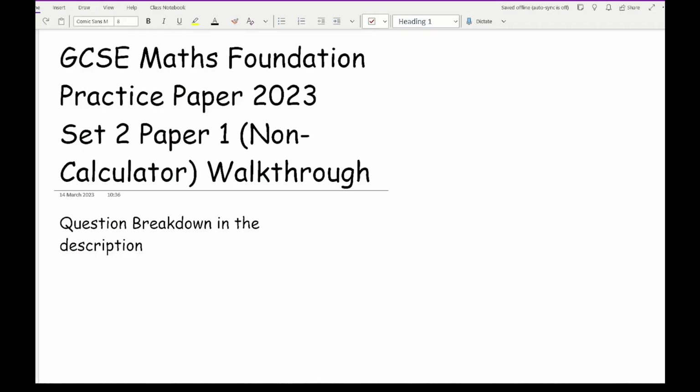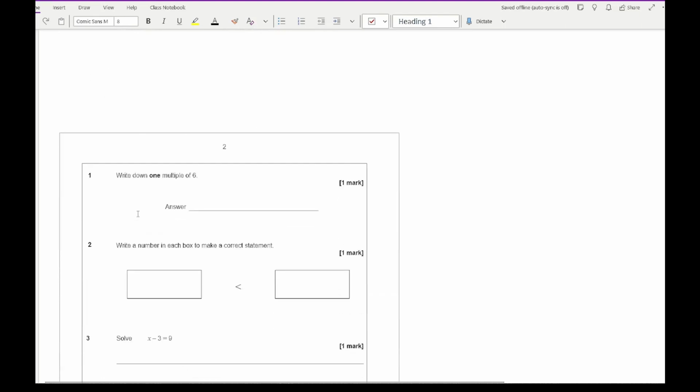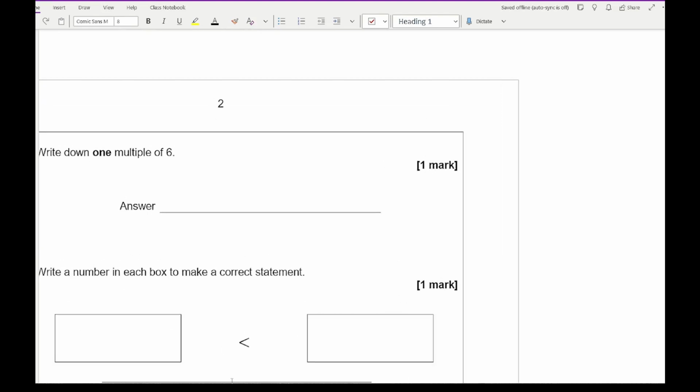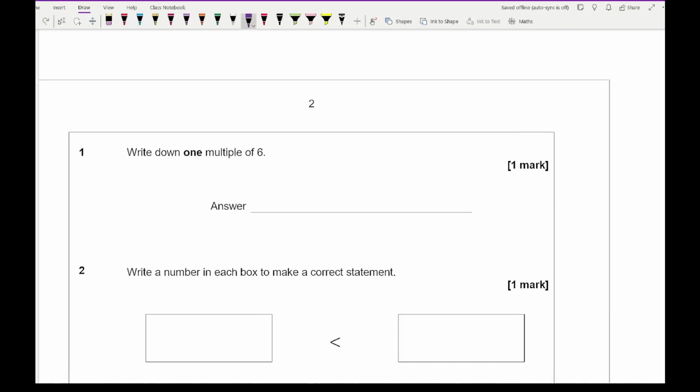So let's get started on this GCSE Maths Foundation practice paper 2023 Set 2 Paper 1, which is a non-calculator paper. So looking at question 1, and let me just zoom in so we can see the question on the screen a little bit clearer. So question 1 says write down one multiple of 6. For this question all you need to do is write down any number that is in the 6 times table. So you could go from 6, 12, 18 all the way to 60, 66, 600, 660 million.